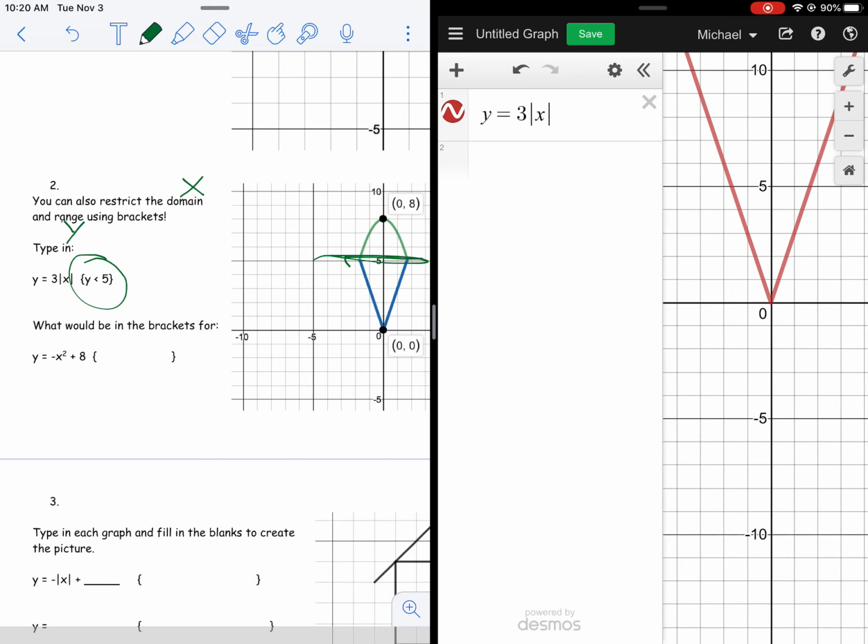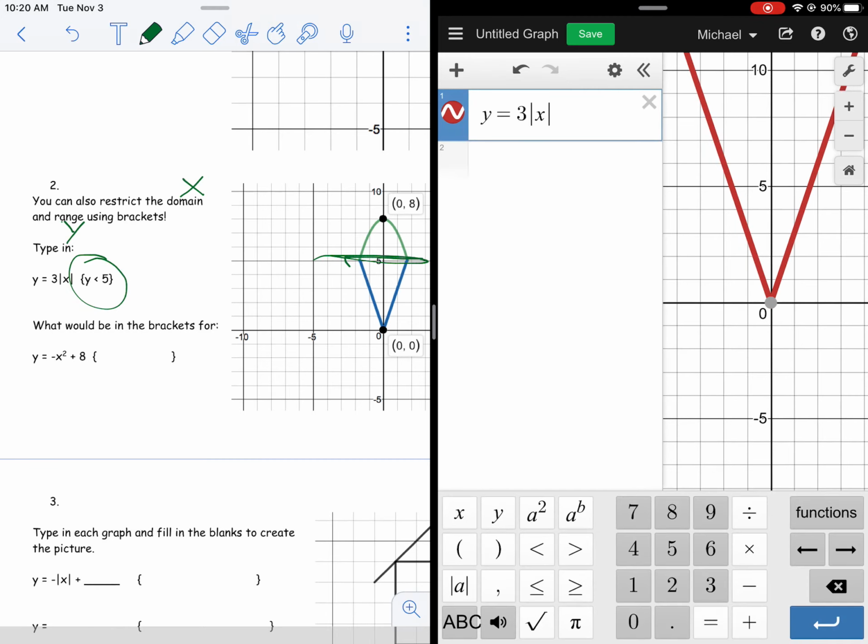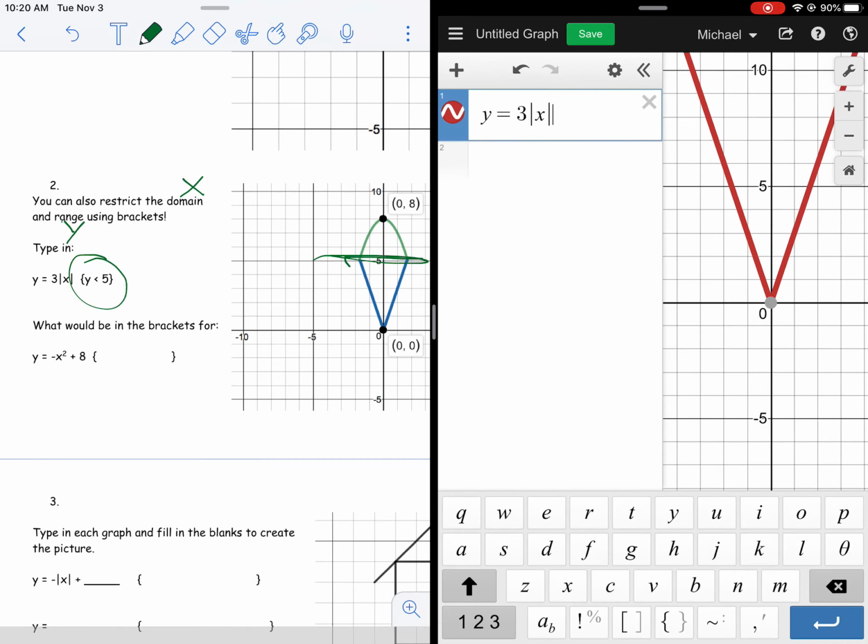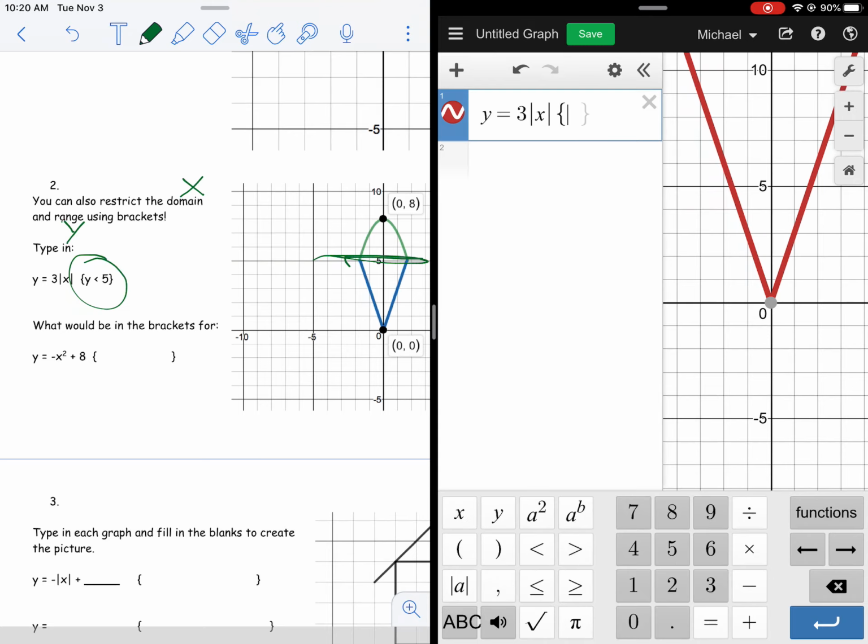Okay. So if we do a bracket, if you go to ABC, and right below that V, there's the squiggly bracket. We want the squiggly bracket, not the square bracket. If I go back to 1, 2, 3, then I go y less than 5.